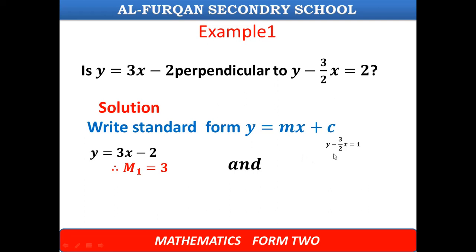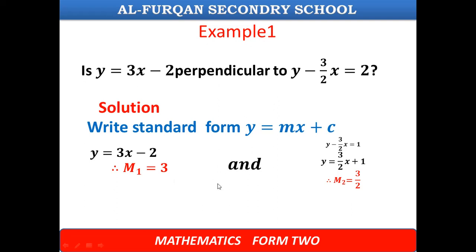Okay, marka koowaad waxaan wareejinaynaa minus 3 divided by 2x, markuu wareego wuxuu qaadanayaa plus. Therefore, hadda formkii y equal mx plus c waa u taala, y equal 3 divided by 2 x plus 1. 3 divided by 2 waa value of gradient. Therefore, waxaa ka soo baxaysa in m2 ay la mid tahay 3 divided by 2, m1 ay la mid tahay 3.